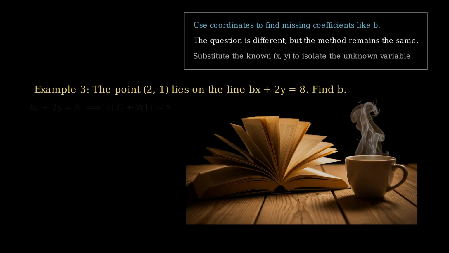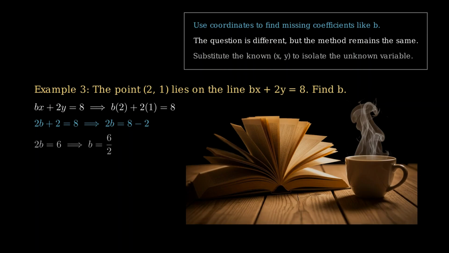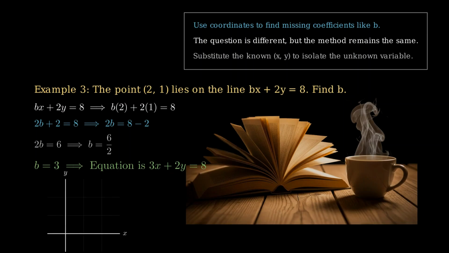Let's look at example 3. The point (2, 1) lies on the line bx plus 2y equals 8. Find the value of b. To solve this, we substitute 2 for x and 1 for y into the equation. This gives b times 2 plus 2 times 1 equals 8.